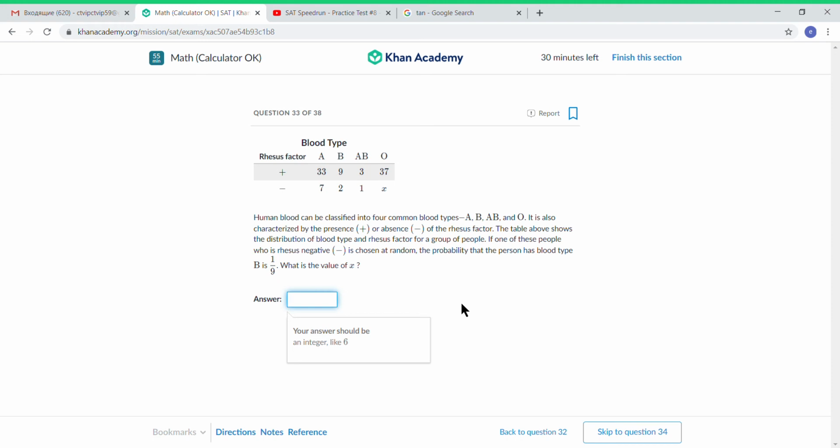Human blood can be classified into 4 common types. The characteristics are plus and minus. The table shows the distribution of blood type and Rh factor for a group of people. One of these people who is Rh negative is chosen at random. The probability that the person has blood type B is 1 over 9.